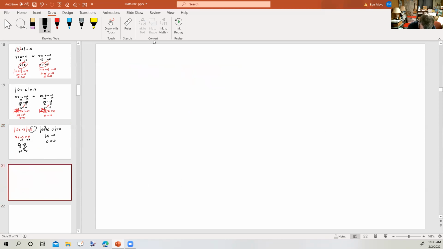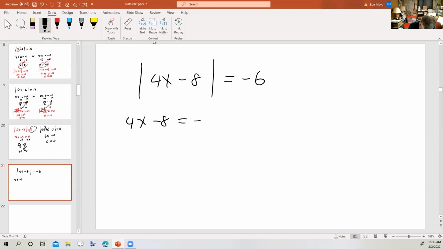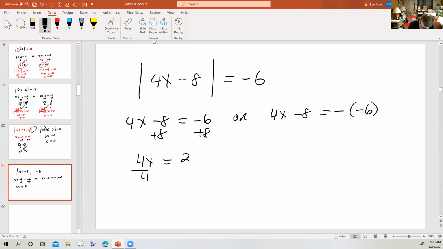What if it's set equal to a negative number? How about the absolute value of 4x minus 8 equals -6. Okay, well, let's see. That means that either 4x minus 8 equals -6, or 4x minus 8 equals the opposite of -6. On the left side, we'd add 8 to both sides. 4x equals 2. Divide by 4, x equals 1/2.